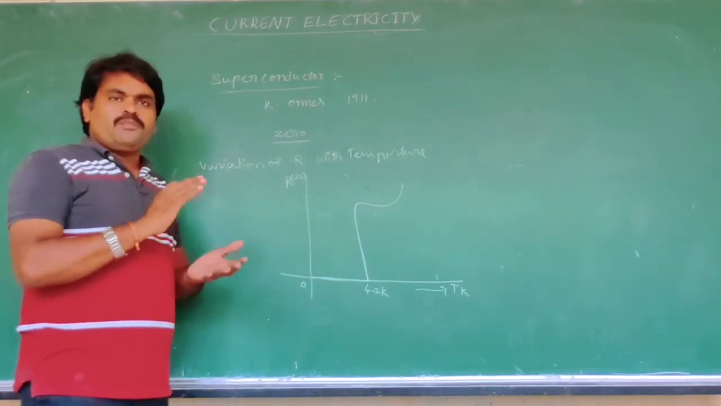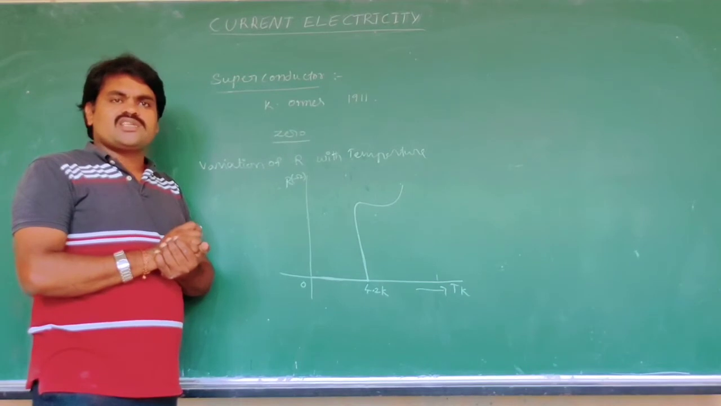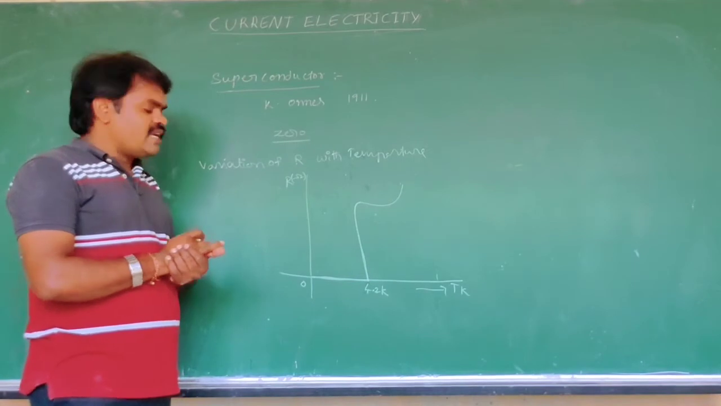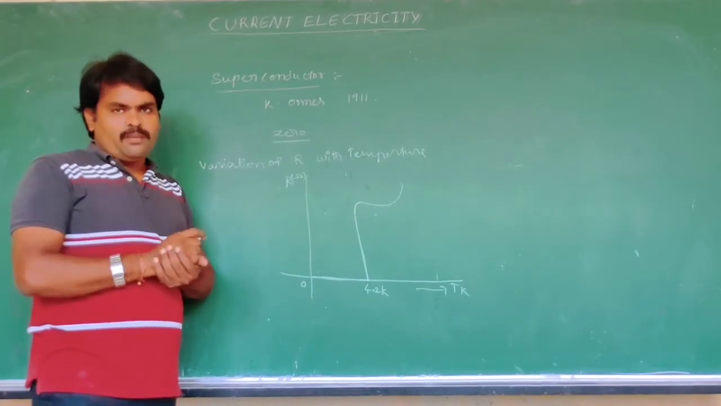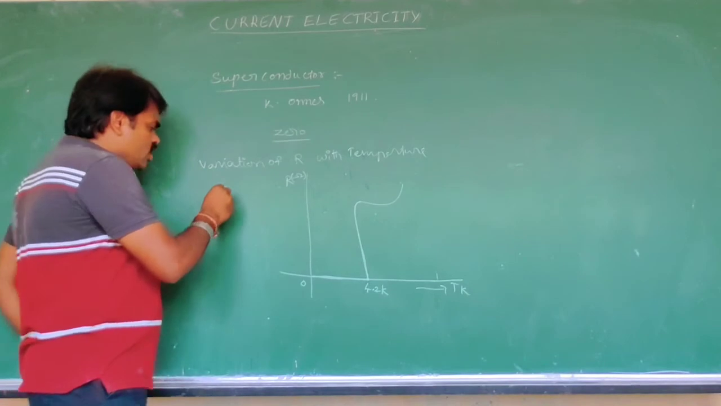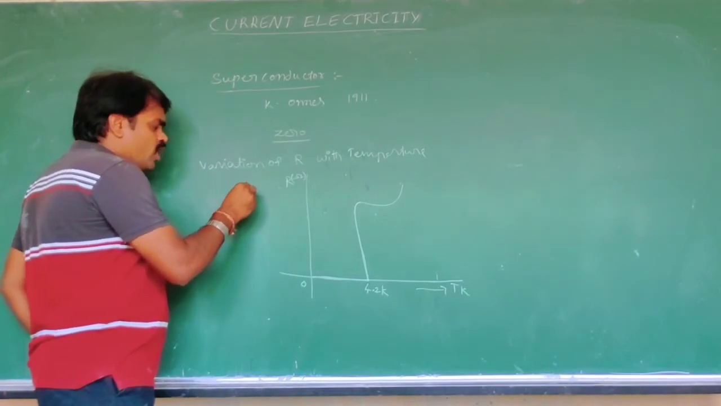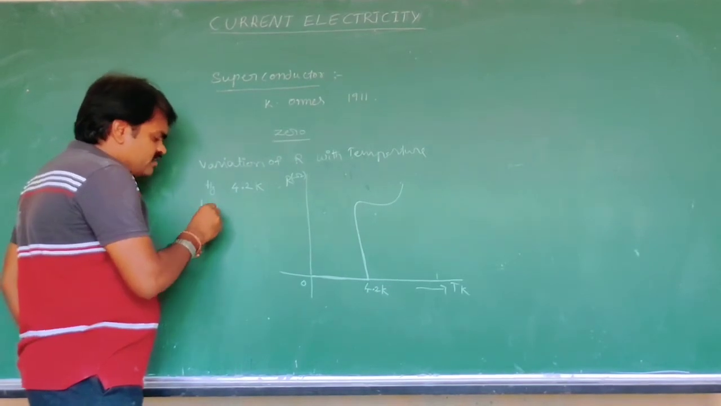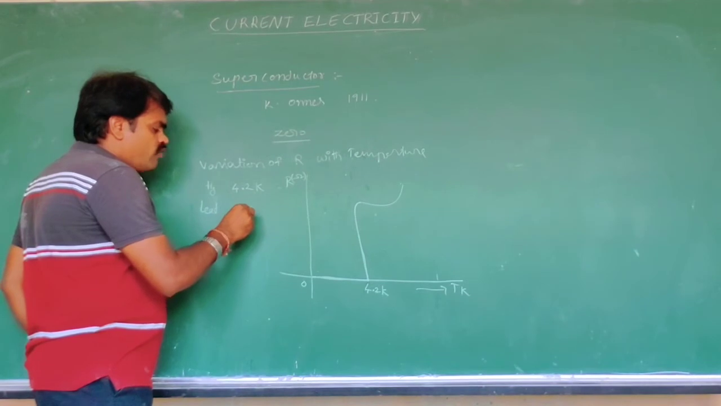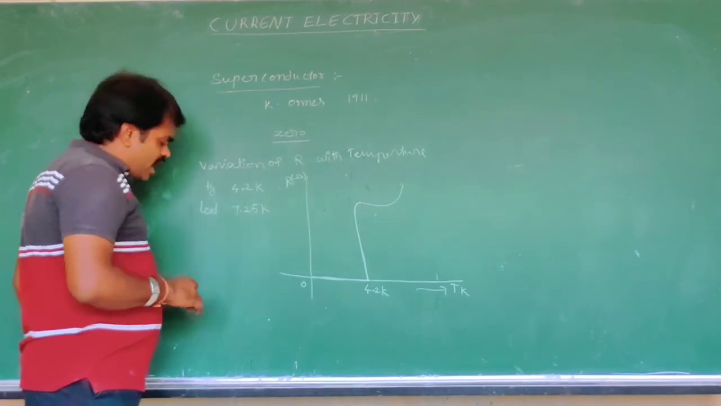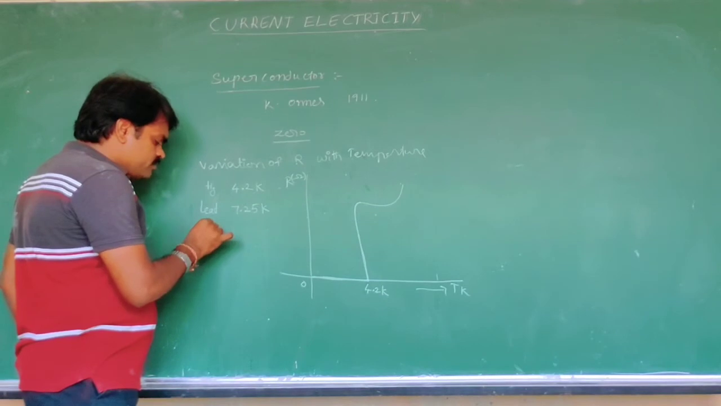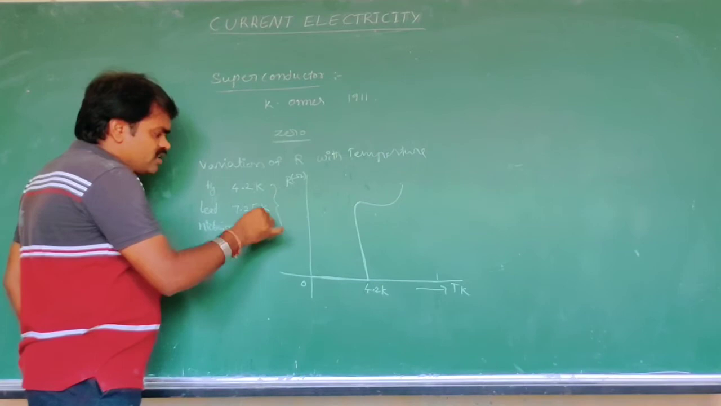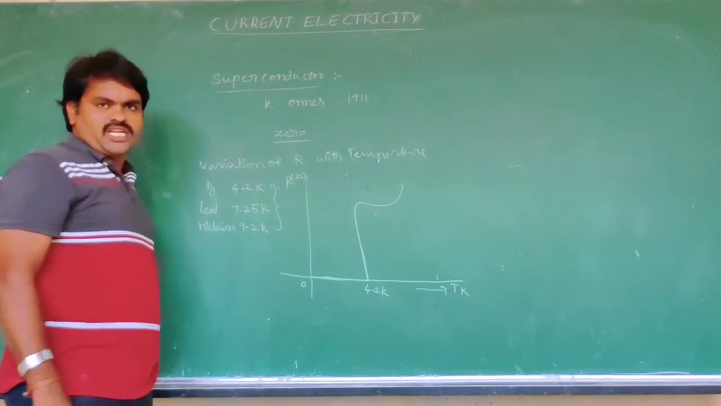The critical temperature is different for different materials, because it depends on the nature of the material. For example, for mercury the critical temperature is 4.2 Kelvin, for lead 7.25 Kelvin, and for niobium 9.2 Kelvin. They become superconductors.